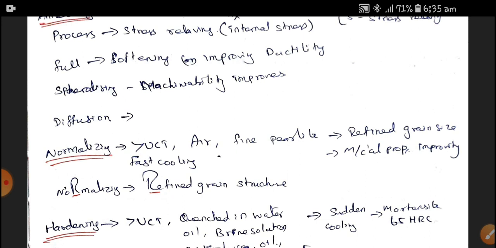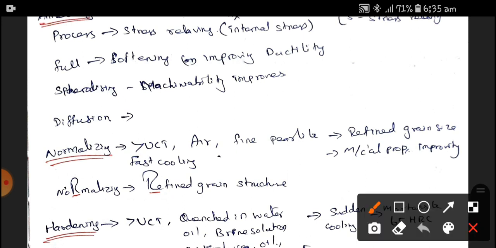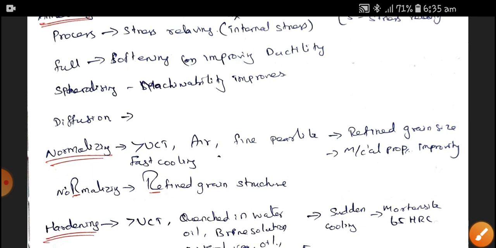If you have to remember it by the name, in normalizing, make the R bigger, and here R means refined grain structure. So that is our understanding.